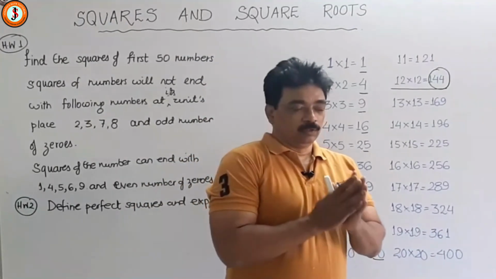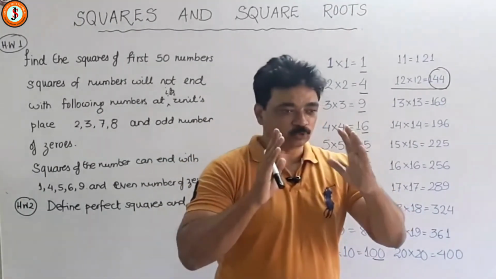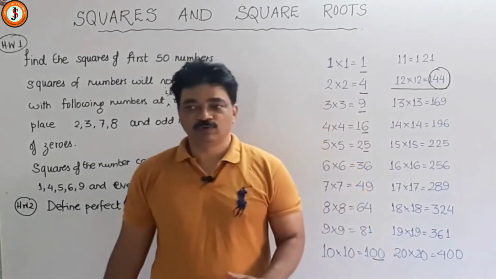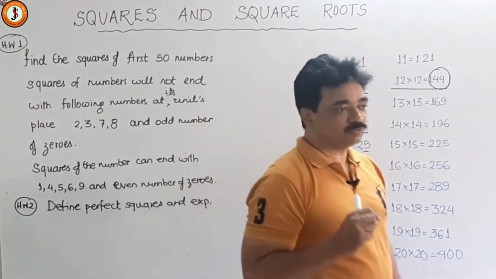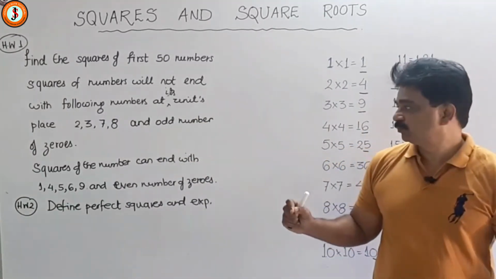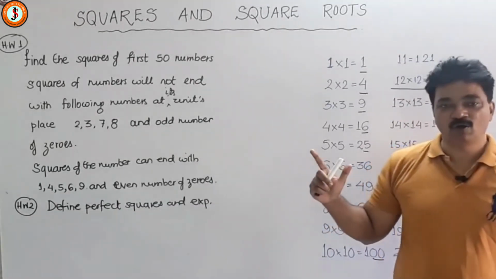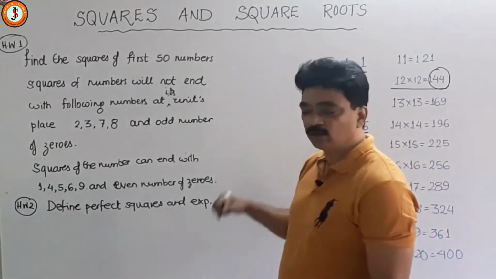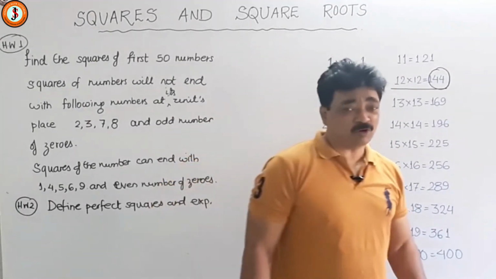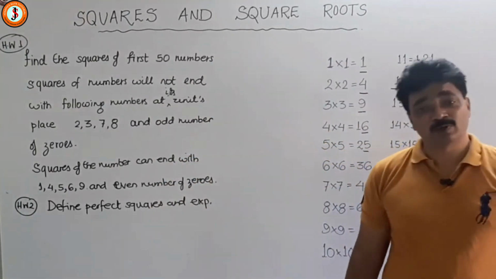So what can you tell totally with confidence? You can tell with confidence that all those numbers which end with 2, 3, 7 or 8 or an odd number of zeros are not perfect squares. The rest of the numbers may or may not be perfect squares.